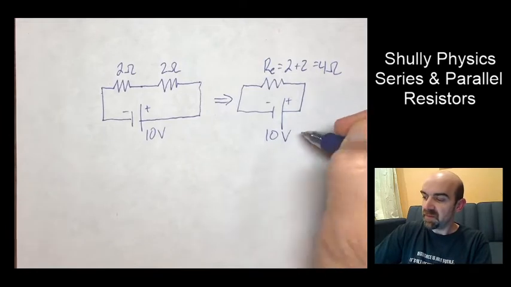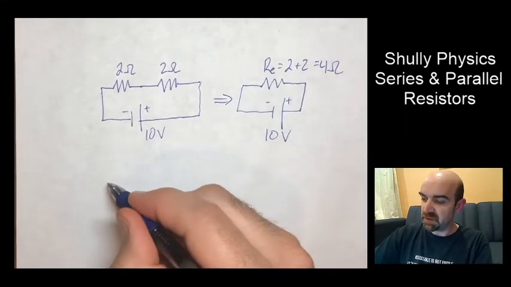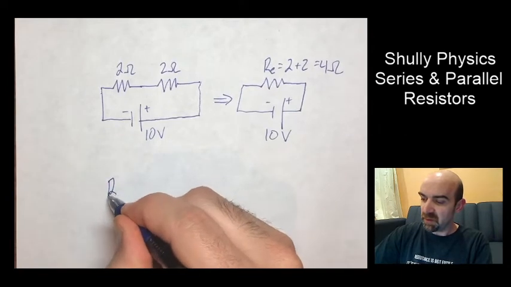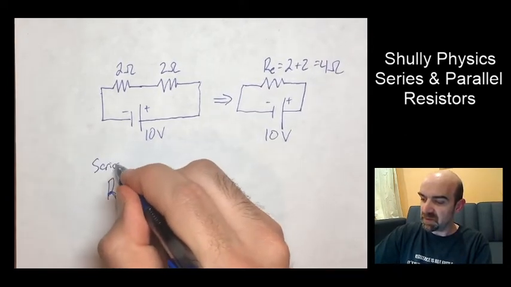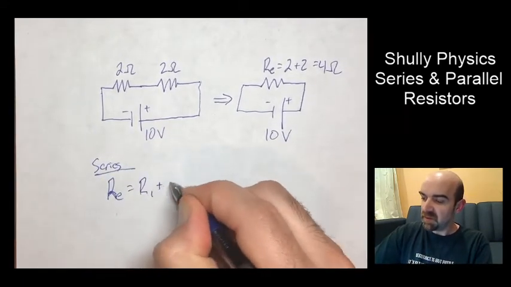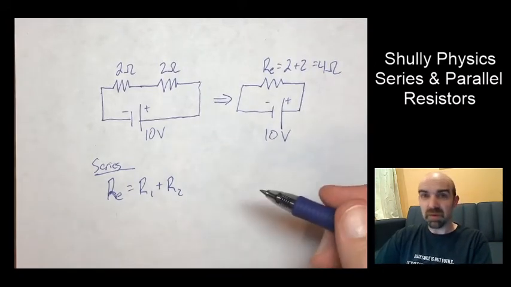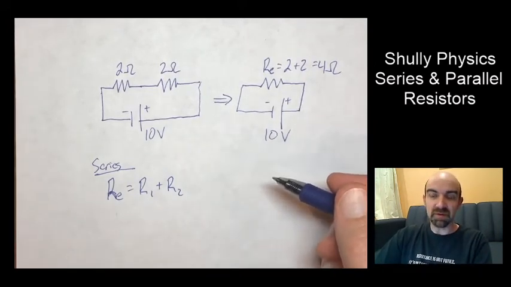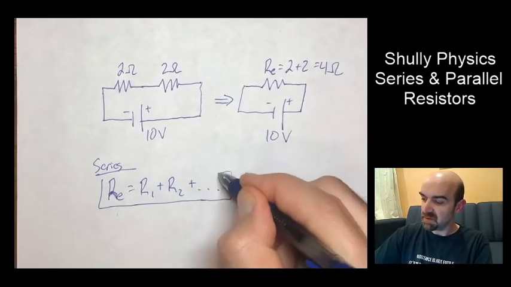All right. So if we sum that up and put it in more general terms, the equivalent resistance of series resistors is just the sum of those resistor values. Now if we had 3 or 4 or 5 resistors all in series, all in a row, we would just continue adding those resistor values.